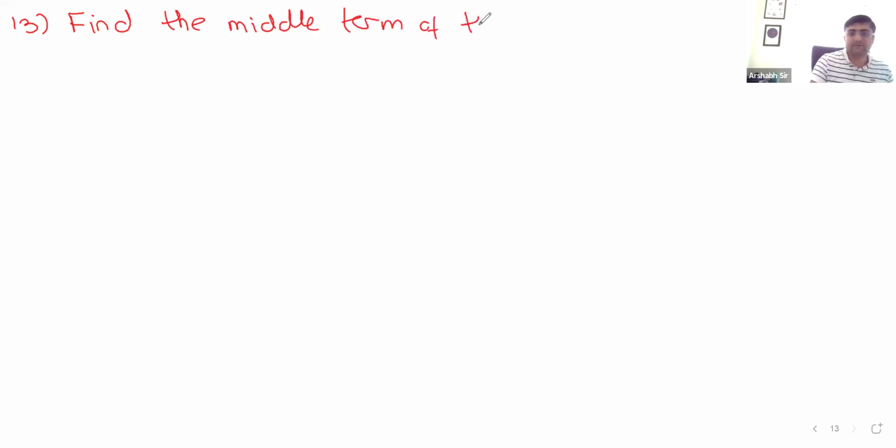We have: find the middle term of the AP 213, 205, 197 up to 37. This question came in 2015. Try this. All right, see guys, you have to find the middle term of the AP.